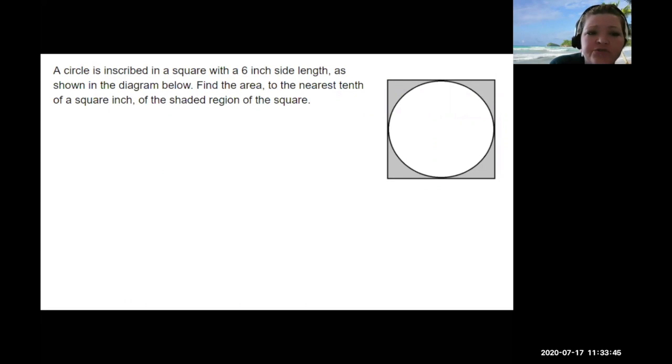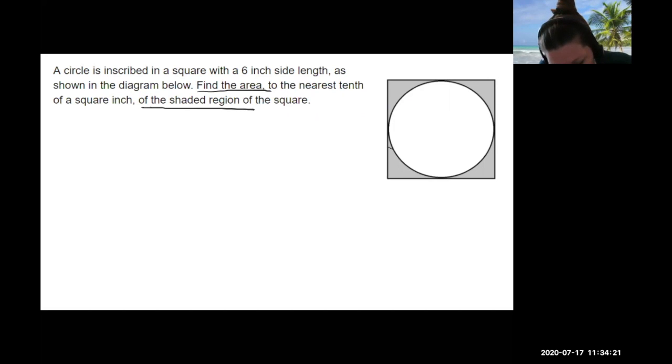A circle is inscribed in a square with a 6-inch side length as shown in the diagram well to the right. Find the area to the nearest tenth of a square inch of the shaded region of the square. What are they asking me to do or to find? The area of the shaded around the circle. Yes. So the shaded region, this gray portion, once again, yes, area is on the formula sheet, but good luck finding the area of round-sided triangles. I don't even know what those things are. So we are going to have to use our math reasoning skills.